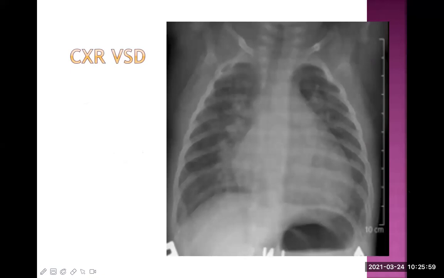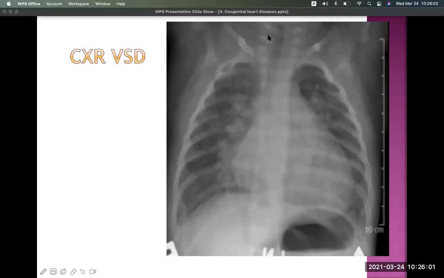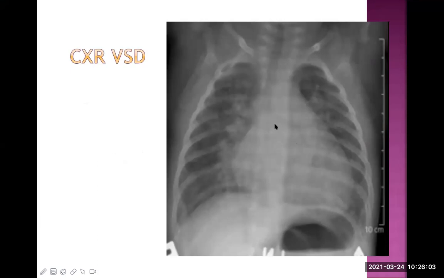Now look at this chest X-ray. All of you please focus here. This is a ventricular septal defect patient, and this chest X-ray is taken from that patient. Now what can you see here? There is a slight amount of cardiomegaly. Look at this right border of the heart, and this is the left border of the heart. If I measure it, the cardiothoracic ratio, or CT ratio, is definitely more than 50%. That means this is cardiomegaly.